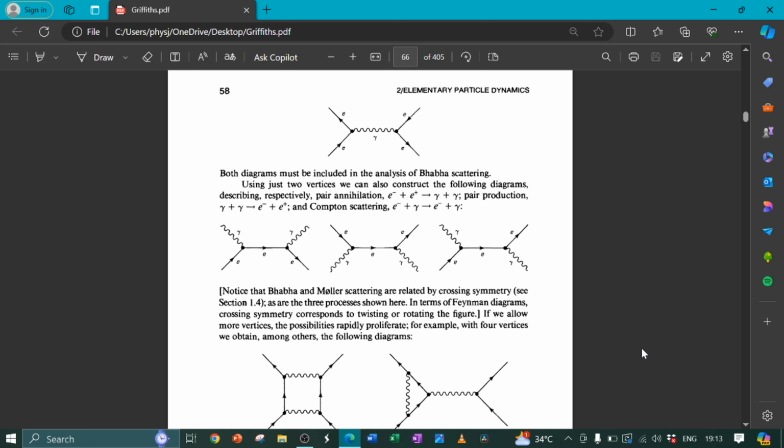Notice that Bhabha and Møller scattering are related by crossing symmetry. See section 1.4. As are the three processes shown here. In terms of Feynman diagrams, crossing symmetry corresponds to twisting or rotating the figure. If we allow more vertices, the possibilities rapidly proliferate. For example, with 4 vertices, we obtain among others, the following diagrams.